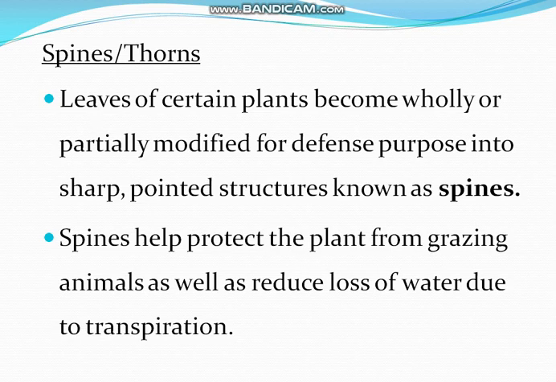The leaves of certain plants become wholly or partially modified for defense purpose into sharp pointed structures that are known as spines. These spines help protect the plant from grazing animals as well as reduce loss of water due to transpiration. We know that transpiration is the loss of water.